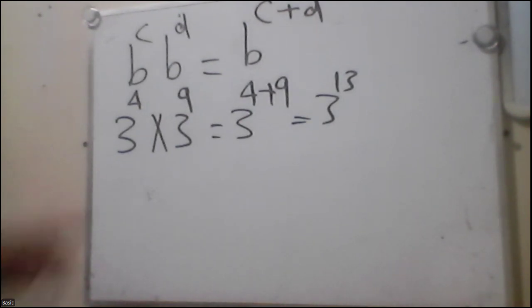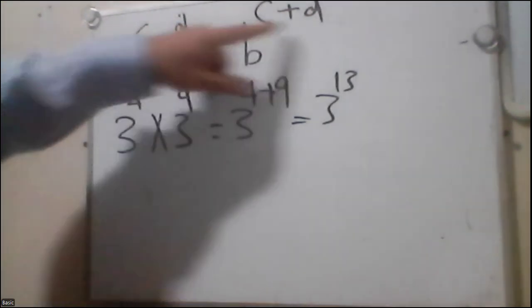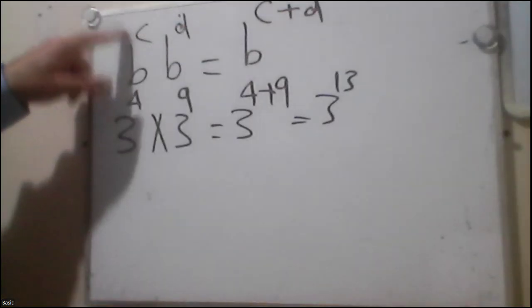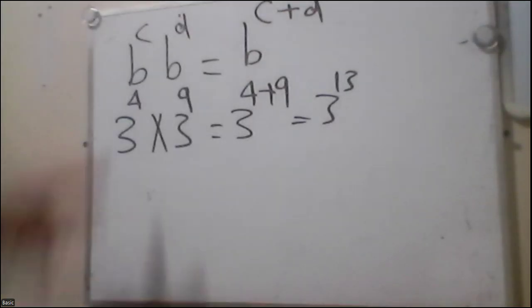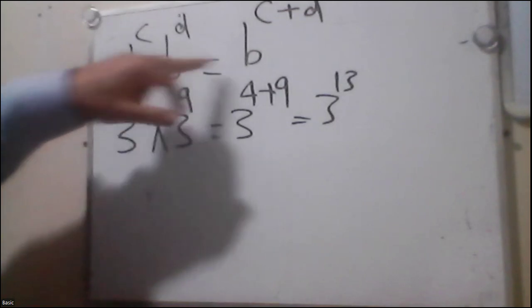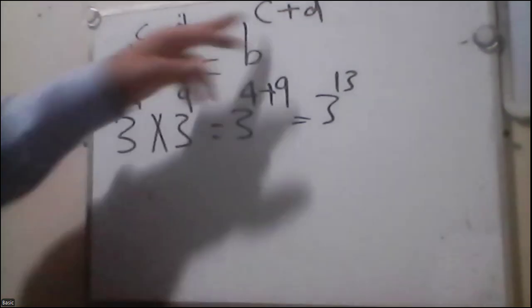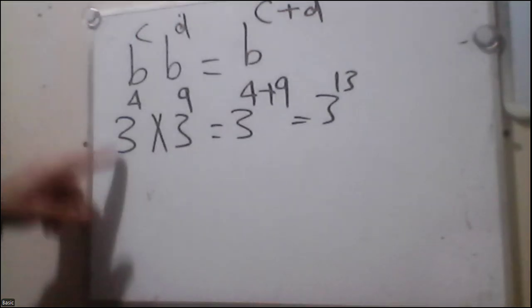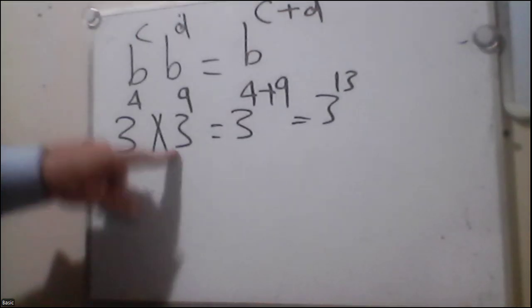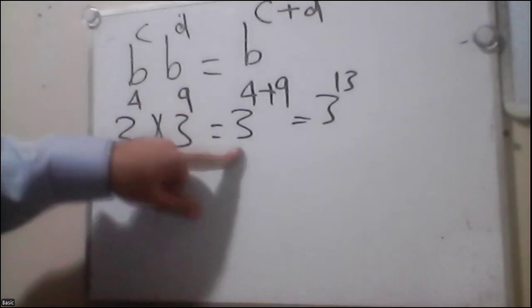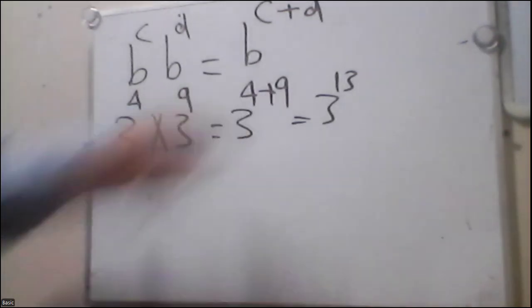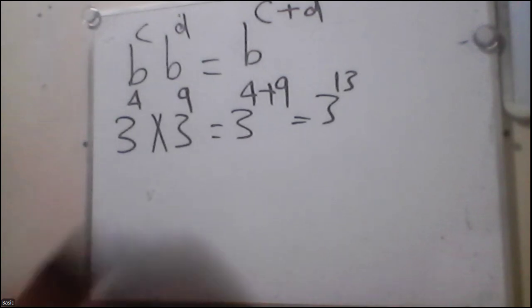So we said when we multiply, we add the exponents. So here, b power c multiplied by b power d will equal b power c plus d altogether. 3 power 4 multiplied by 3 power 9 will equal 3 power 4 plus 9, which equals 3 power 13. This is the first rule.